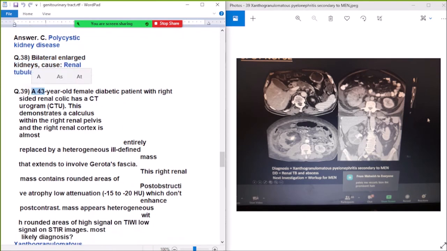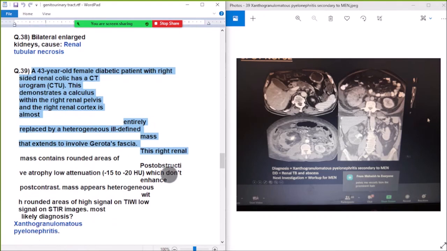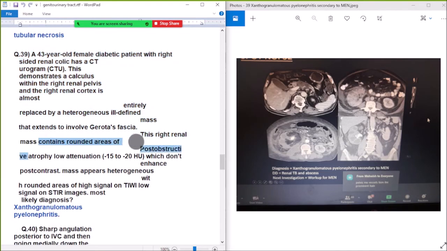Question 39. A 43-year-old female diabetic patient with right side renal colic has a CT urogram. This demonstrates calculus within the right renal pelvis, and the right renal cortex is almost entirely replaced by a heterogeneous mass that extends into the perinephric space. This right renal mass contains rounded areas of post obstructive atrophy. Most likely diagnosis is xanthogranulomatous pyelonephritis.